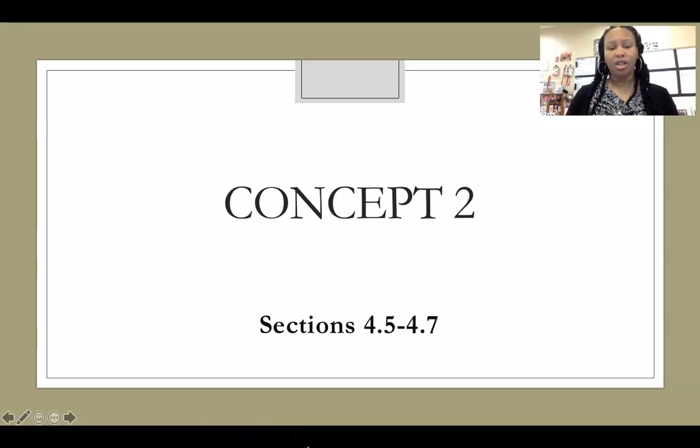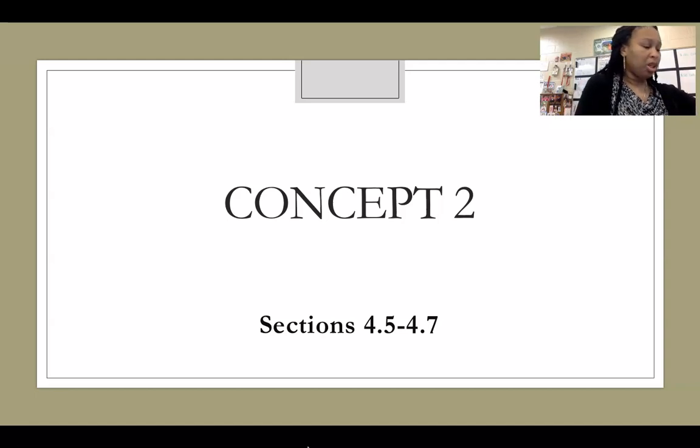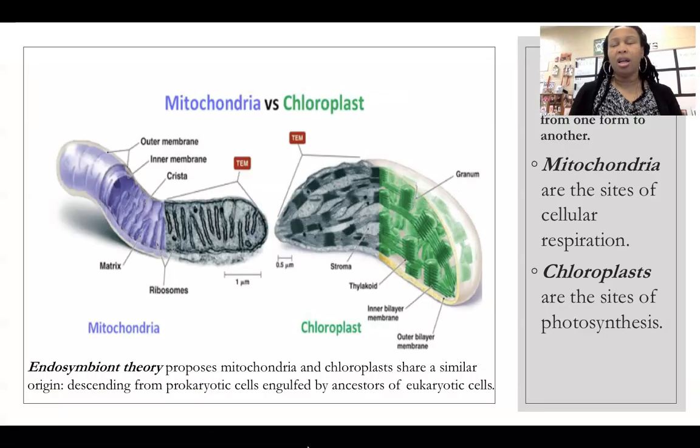All right, guys. So let's talk about concept two. This is sections 4.5 to 4.7 in chapter 4, unit 2. So make sure you read those sections because you will have a concept check that will come from those sections in the workbook. All right, so concept 2 is continuing with the cell organelles.